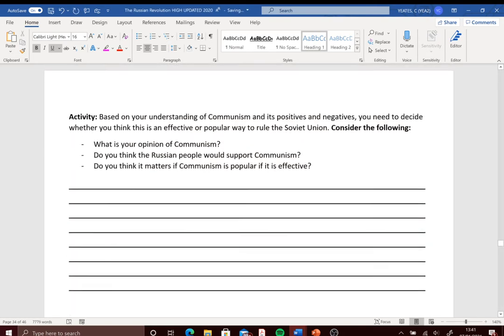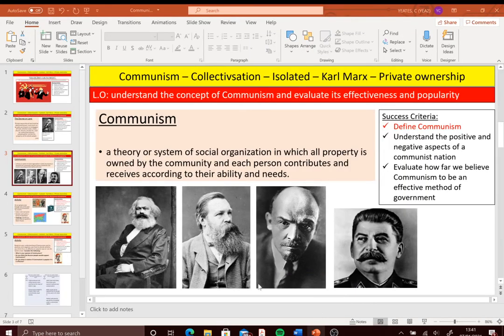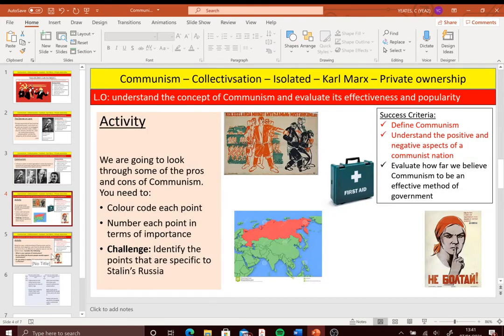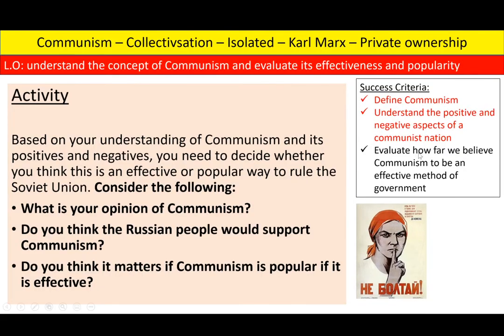This is where I want you to start to make that final judgment. We know what communism is. And in fact, if we look at our success criteria, we have defined communism. We know now that communism is about abolishing private ownership of land and giving that land to the people. It's about an equal share for the people, not private ownership by state, crown, church, or industrialist.